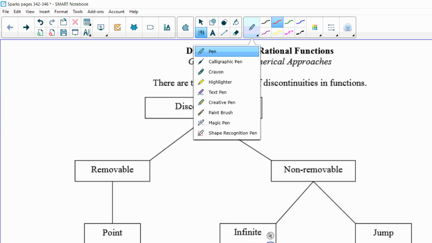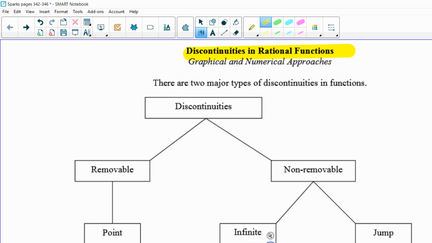We have talked in the past about discontinuities. Now, what we have not talked about is discontinuities with a rational function where the denominator has variables in it. These are terms you need to know in calculus. There are two kinds of discontinuities.